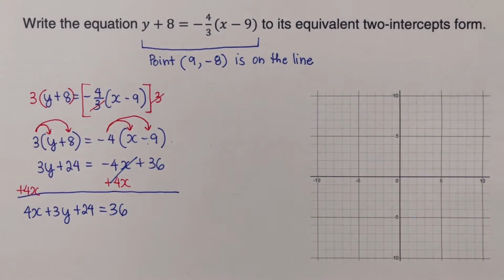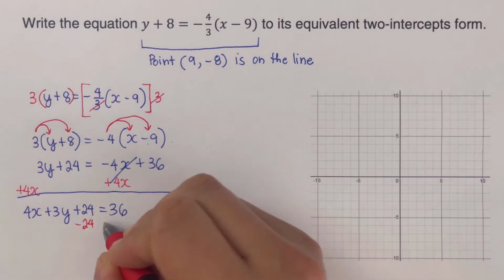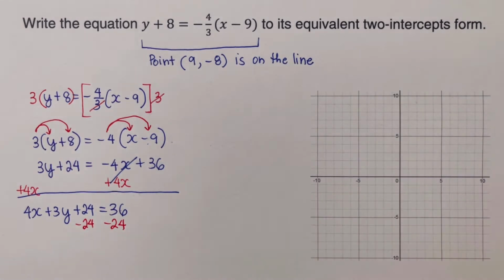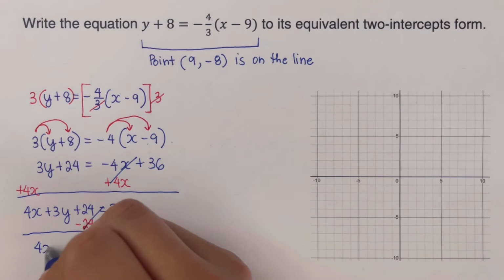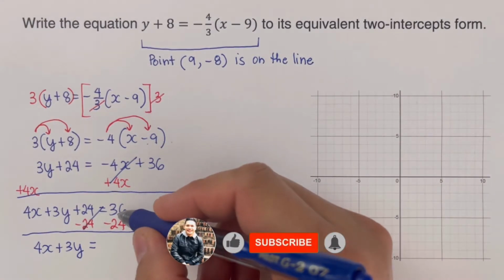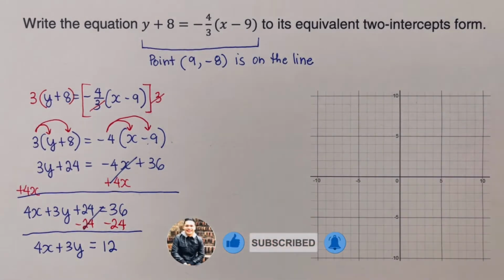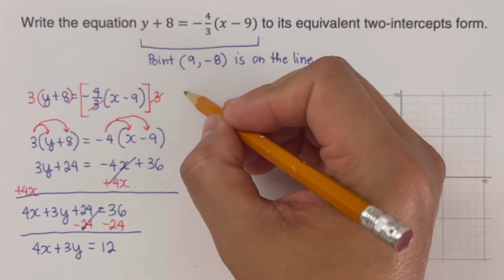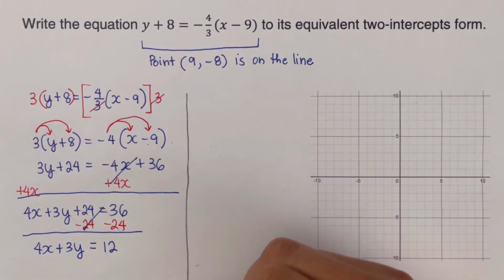Again, we wanted the constant on the right side. So we go ahead and subtract 24 from both sides. So minus 24. Minus 24, so then our equation would come out that would be 4x plus 3y equals 36 minus 24 is 12.